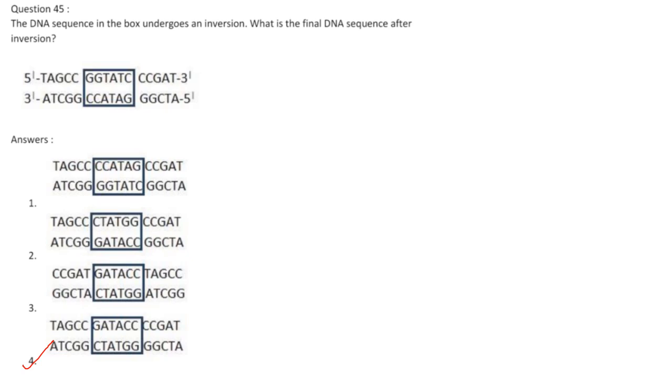The DNA sequence in the box undergoes an inversion. What is the final DNA sequence after inversion? So this is the initial sequence, GGTATC. Now the complement is created, that is in the 3 prime to 5 prime direction, that is CCATAG. Now you do the reverse complement in the 5 prime to 3 prime direction, that is GATACC. That is the reverse complement, so 5 prime to 3 prime direction. So the answer here is option 4.